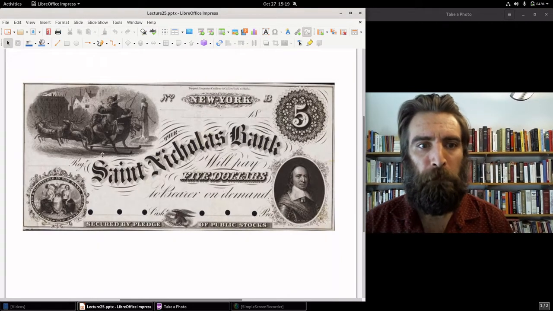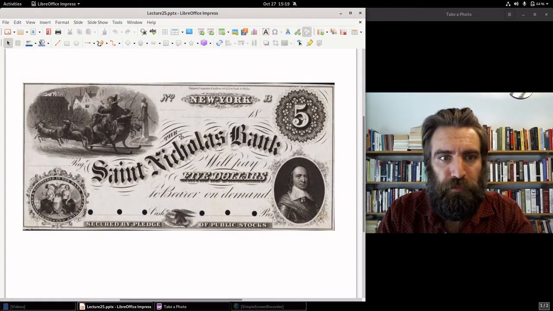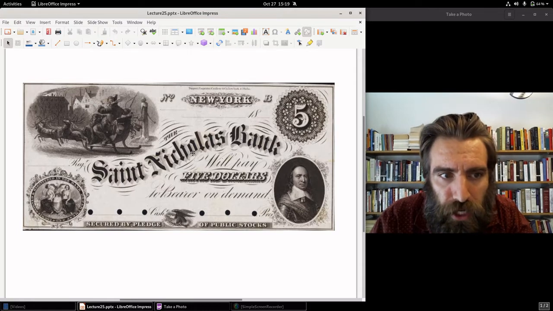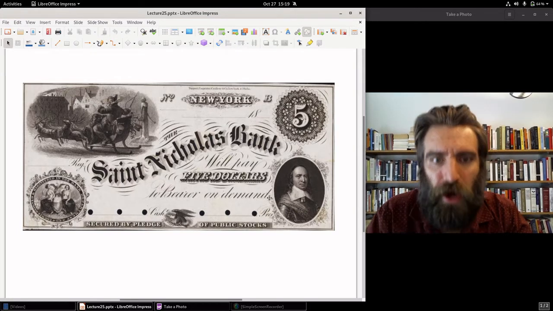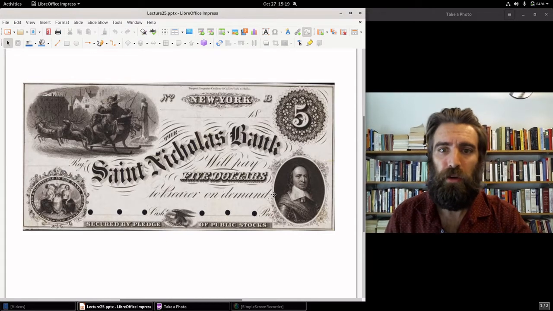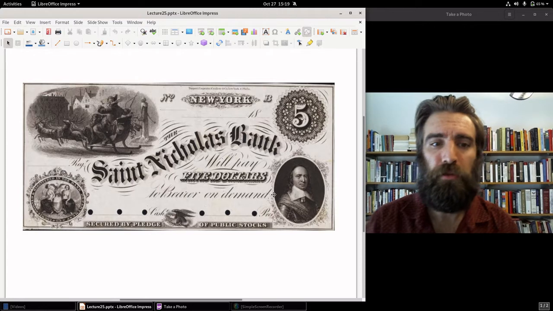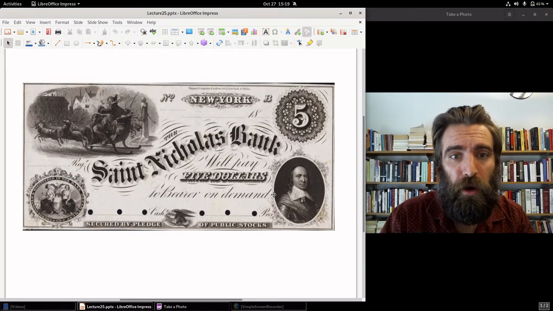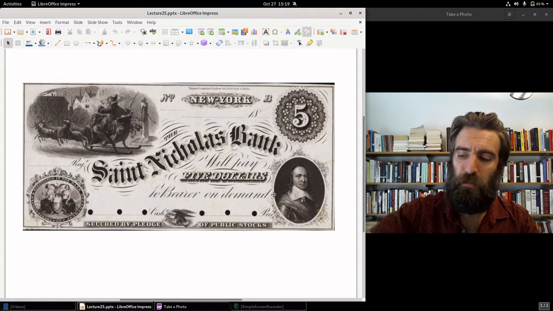So you look at this bank here. This is a New York bank, the St. Nicholas Bank. St. Nicholas Bank, $5. You'll notice the language here. Will pay $5 to bearer on demand. So if you have this note, anytime you could go to St. Nicholas Bank and receive $5 silver. Oh, but what if St. Nicholas Bank goes under? What if there's a run on St. Nicholas Bank and St. Nicholas Bank dissolves?